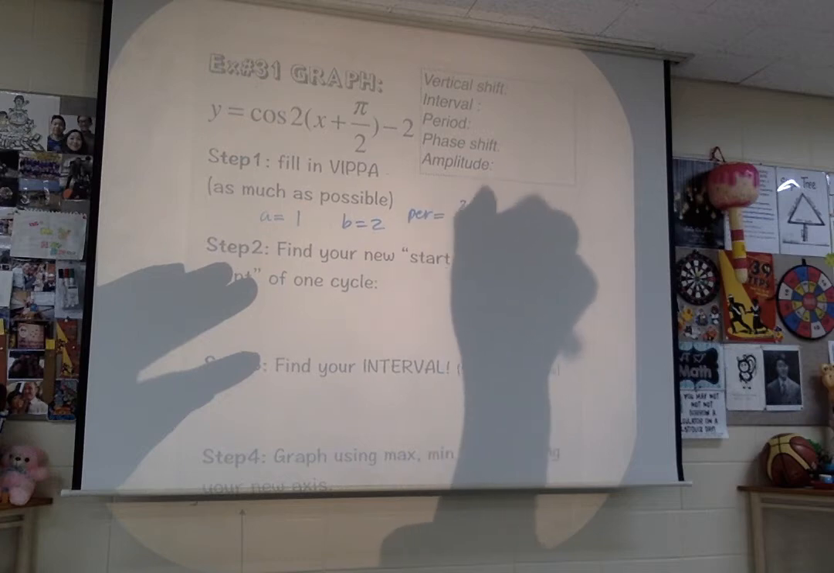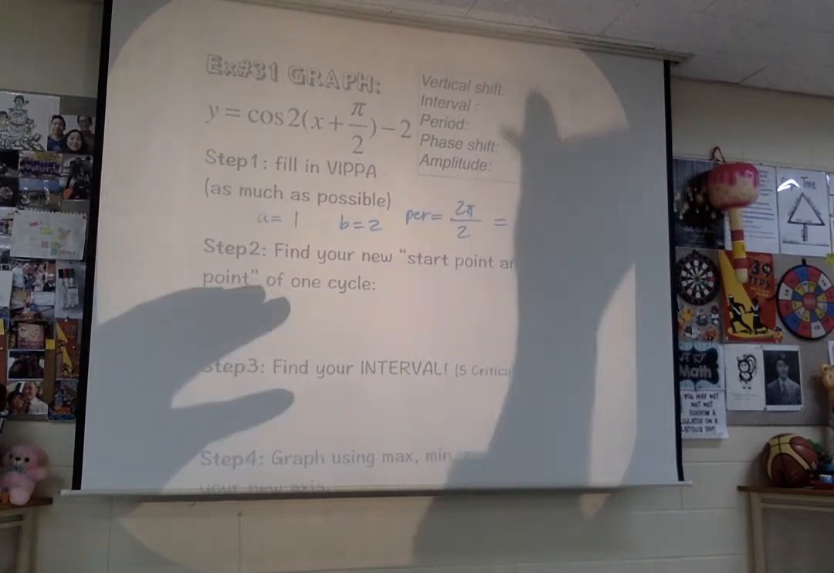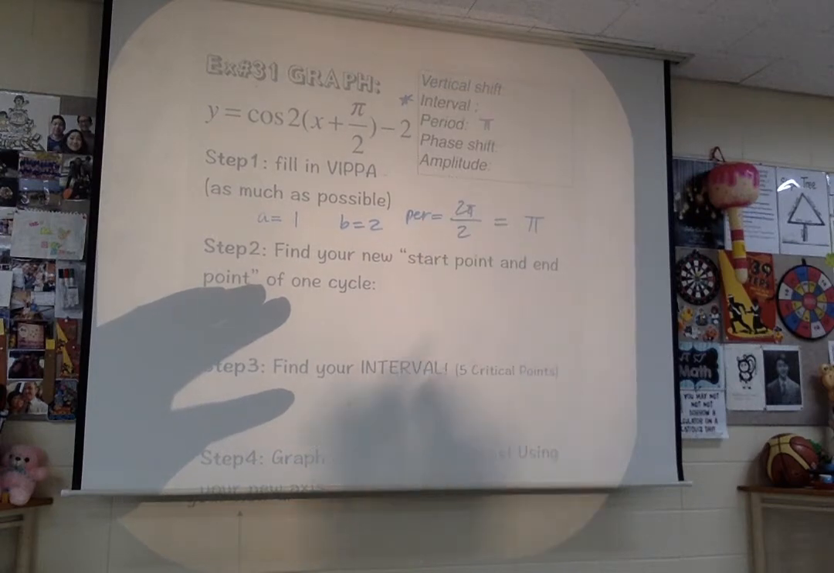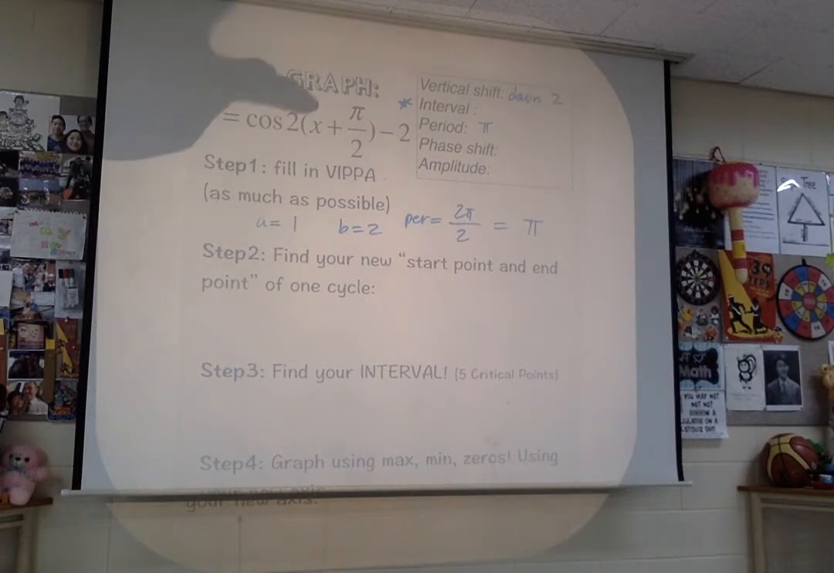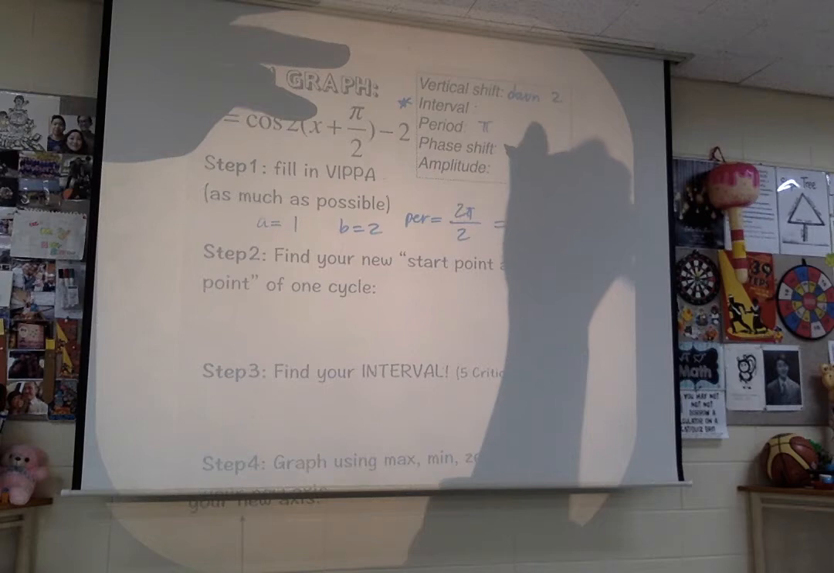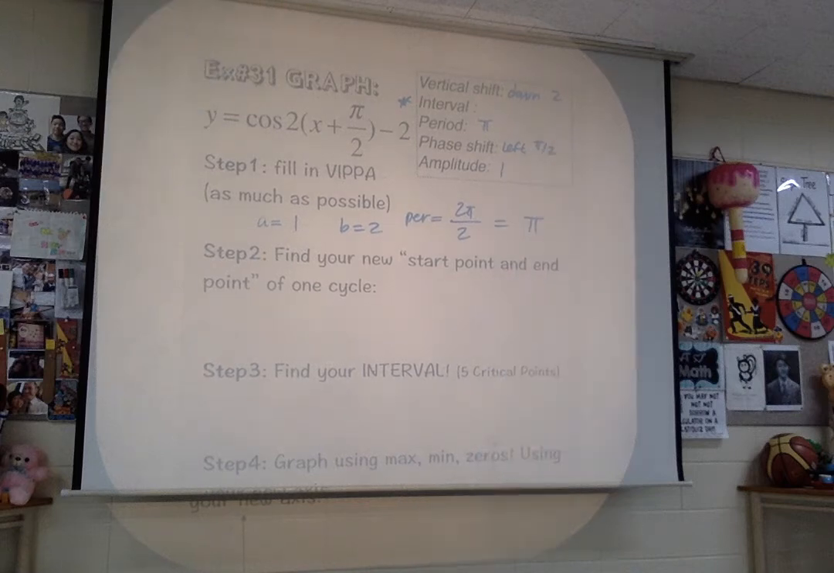Period is 2 pi over B, so in our case is pi. Vertical shift, down 2. So I'm going to write down 2. Horizontal shift, yes, left, pi over 2. Amplitude, it's going to be just 1. All right, interval, we'll come back and fill that out, okay?